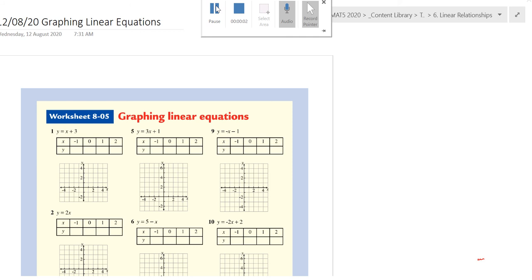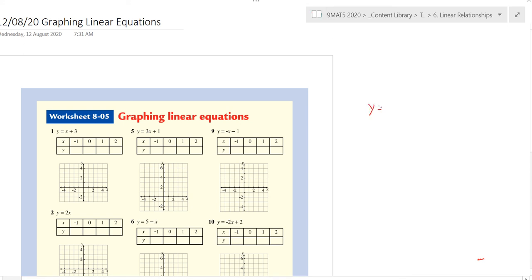Today we're going to have a look at graphing linear equations, or graphing the lines. What we do here is first we fill out a table of values and then we plot the points. So looking at the first one, we have our equation y equals x plus 3. What we're going to be doing is substituting in the x values into that equation.